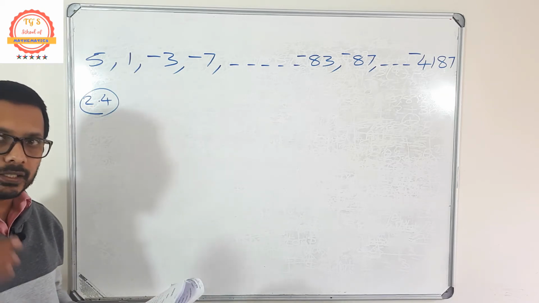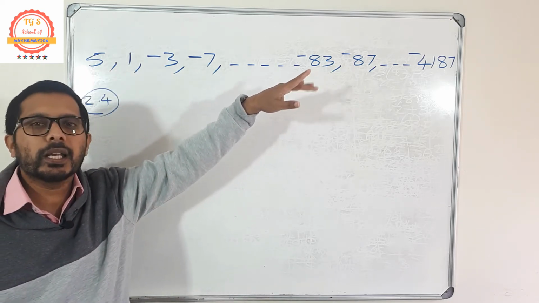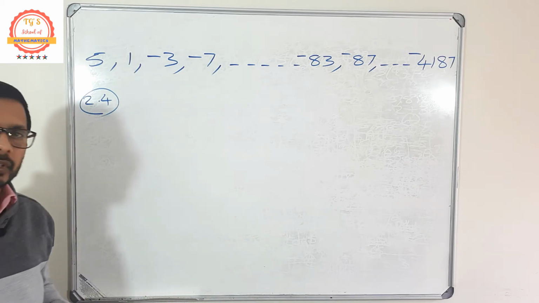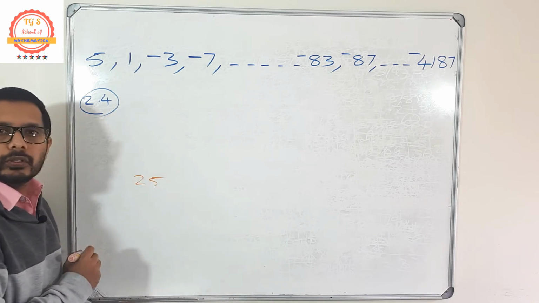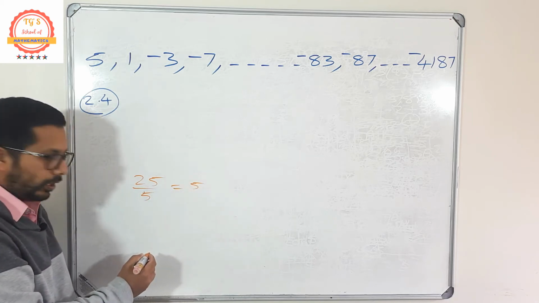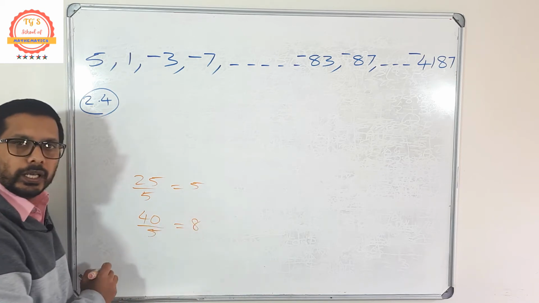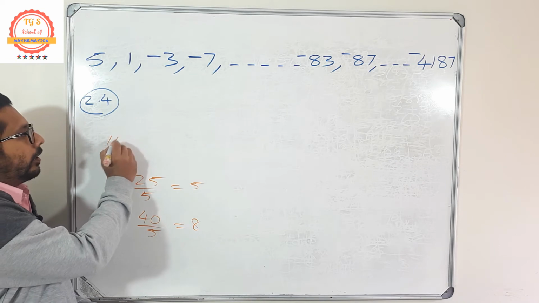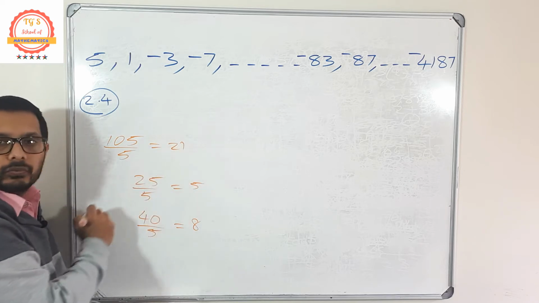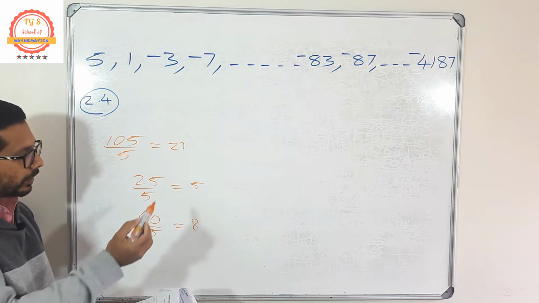You have to find, listen to that question once more, how many terms are in this sequence that are exactly divisible by 5. What is the meaning of exactly divisible by 5? 25 is exactly divisible by 5. Am I right? Divide by 5 means answer is 5. Okay. 40 is exactly divisible by 5. Divide by 5, you know that it is 8. Okay. 105 is exactly divisible by 5. What is the answer? 21.